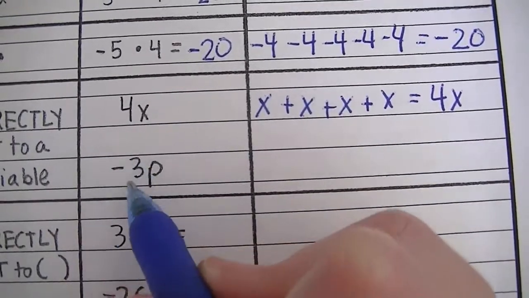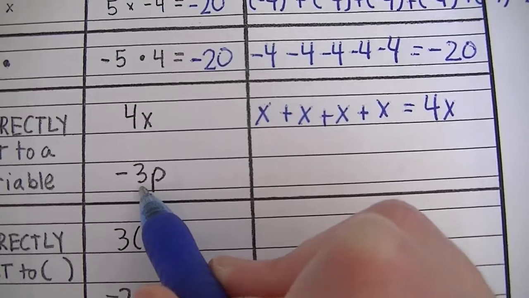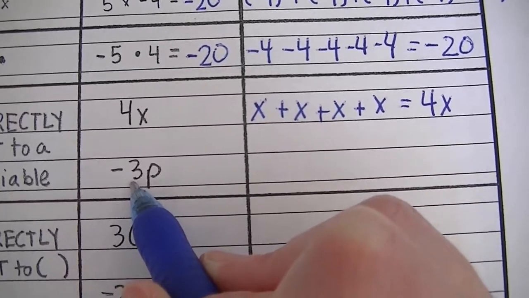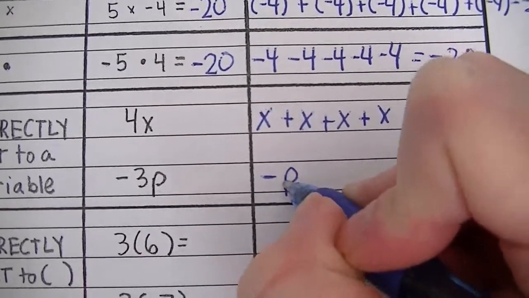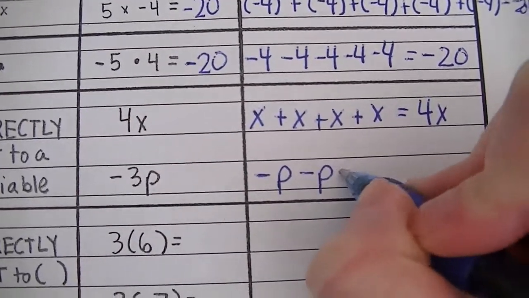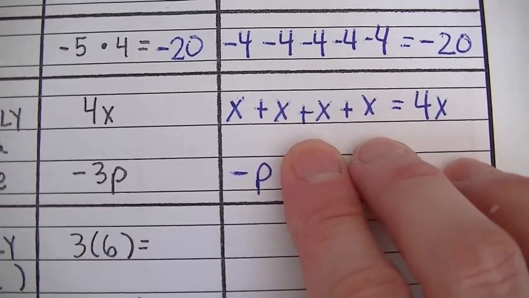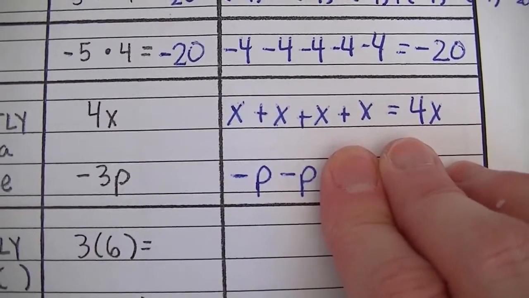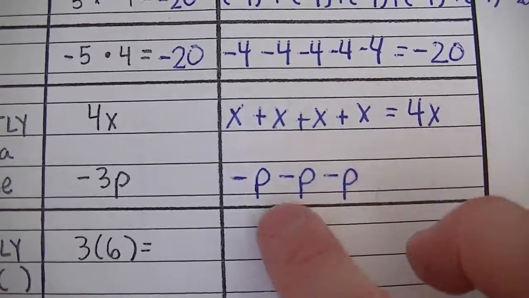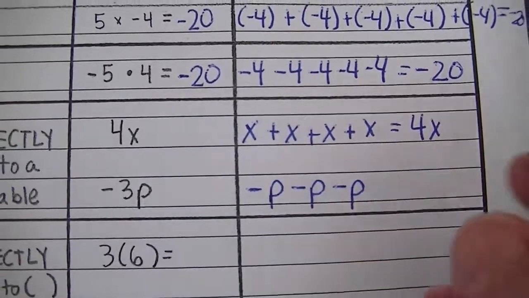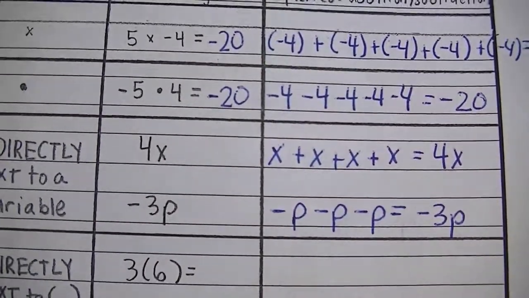This one right here, your coefficient is -3. -3 times p. So you're going to subtract 3 groups of p. Subtract p, subtract p, subtract p, okay? So there's a negative p right there, and another negative p right there, so you got 2 negative p's. Then there's another negative p right there, so you have 3 negative p's. Okay, see how that's related right there?